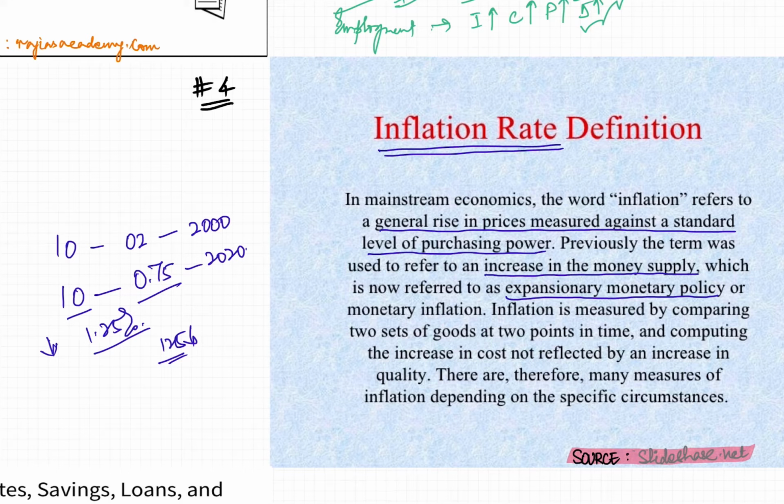Now, inflation, how do you measure inflation? Inflation is measured by comparing two sets of goods at two points in time, right? And computing the increase in cost not reflected by an increase in the quality. There are therefore many measures of inflation depending upon specific circumstances. Now, the inflation rate gives you a backhand idea whether the economy is growing or not.